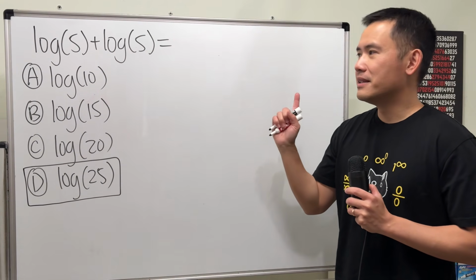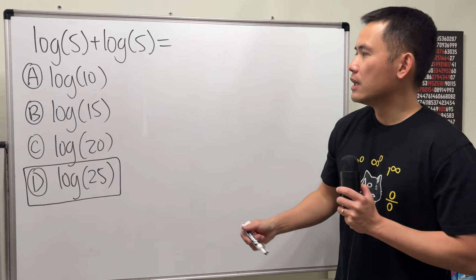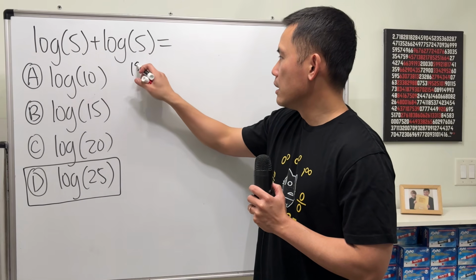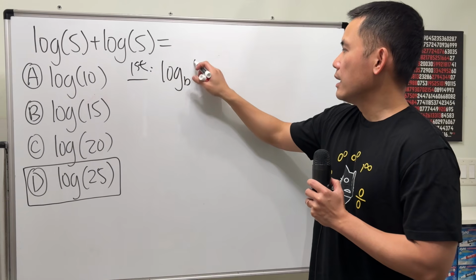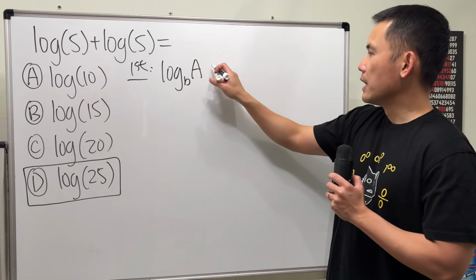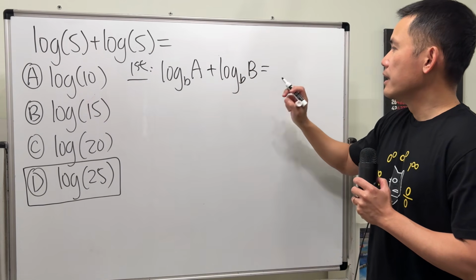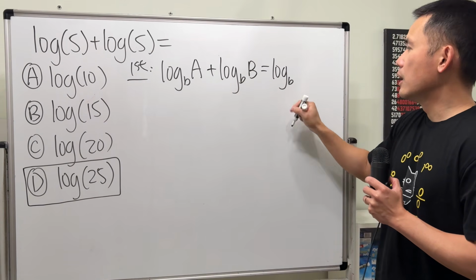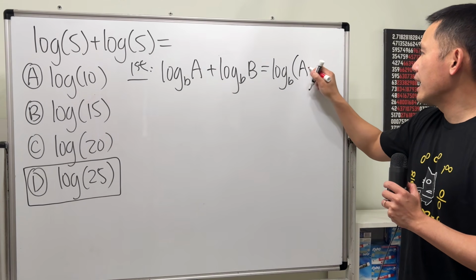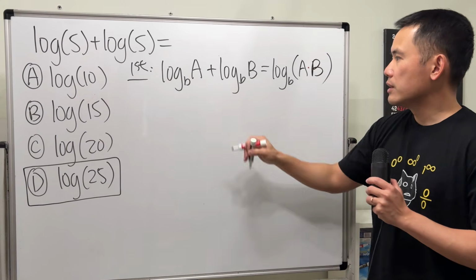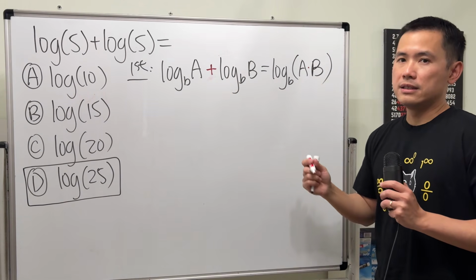Well, here is the deal. I will show you guys 2 properties that you can look at and use. So property number 1 is that whenever you have log of a base b, and if the input is a, plus another log with the same base, but if the input is b, then you can combine the logs together. We still have the same base though, and the input is a times b.